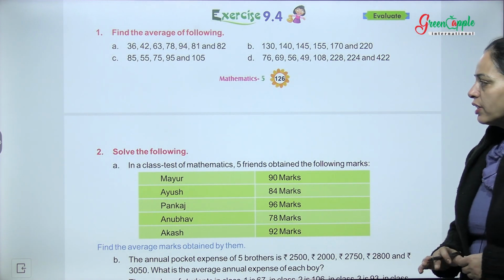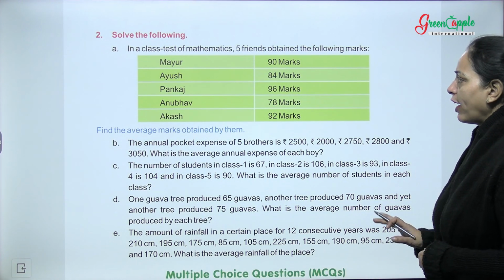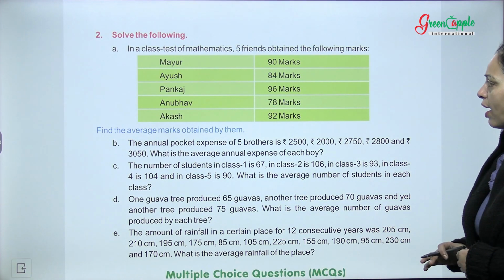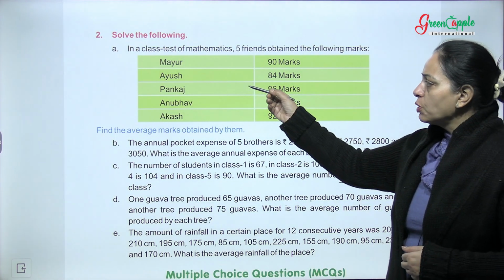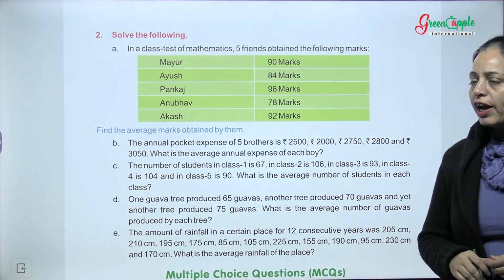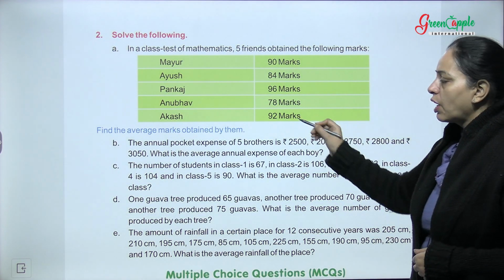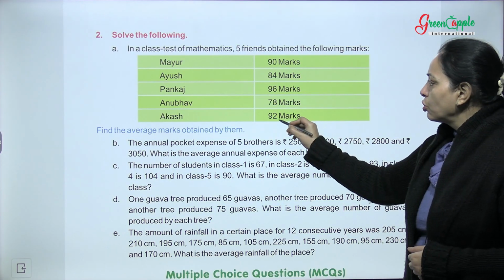So you can do it. The second one, solve the following. In a class test of mathematics, 5 friends obtained the following marks. So Mayur, Ayush, Pankaj, Anubhav and Akash, their marks are given. So find the average marks obtained by them. So what will you do? Sum of the marks. So do the sum.